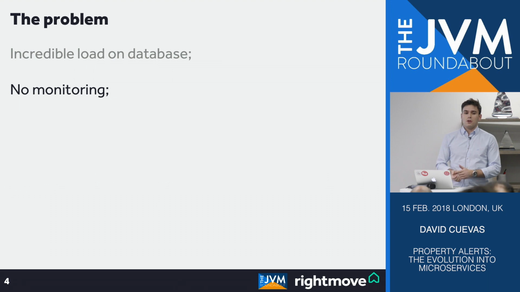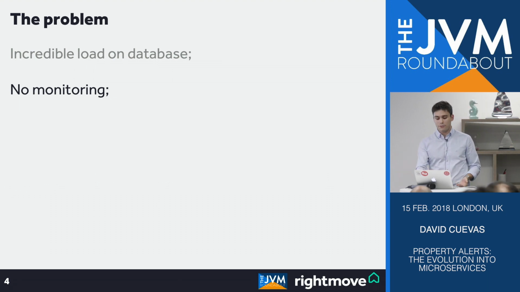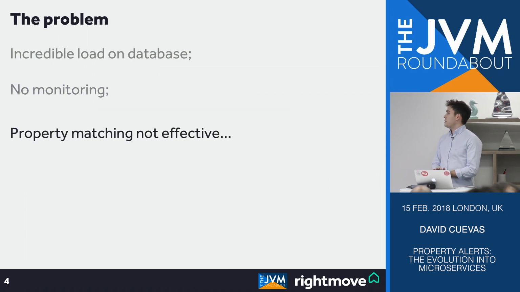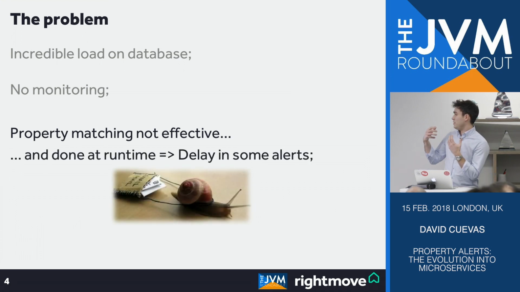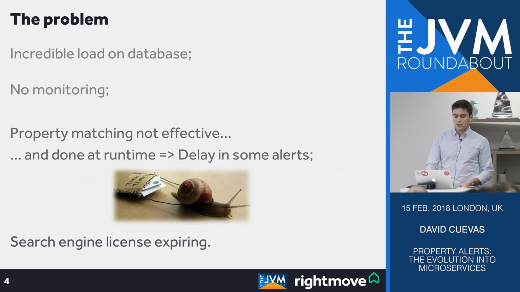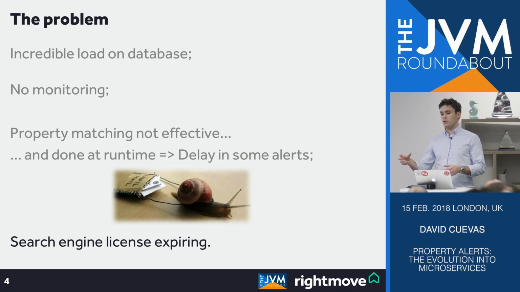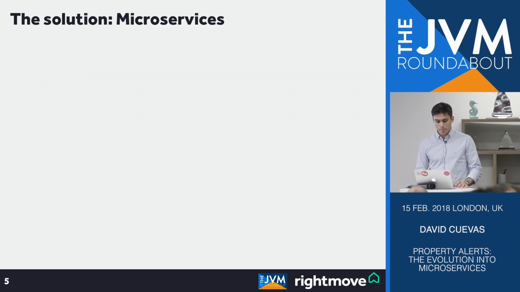Another problem was no monitoring. This application was pretty much by itself, and it was doing pretty much whatever it wanted. The property matching was also not 100% effective, because it was being done at runtime. So the effort was massive, and it was causing some delays in some alerts. The search engine that was doing the matching between properties and saved searches was also expiring, so we needed to get rid of it.